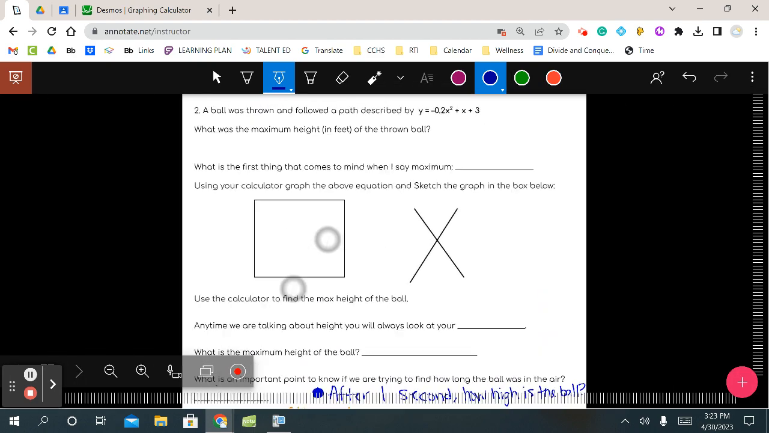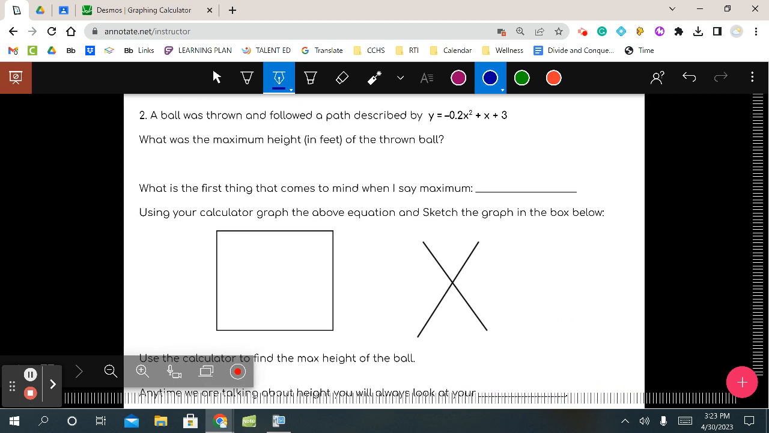Okay, so this one says a ball is thrown and follows a path described by y equals negative 0.2x squared plus x plus 3. What is the maximum height of the ball thrown? So you guys, that max height is going to be your y value at your vertex.